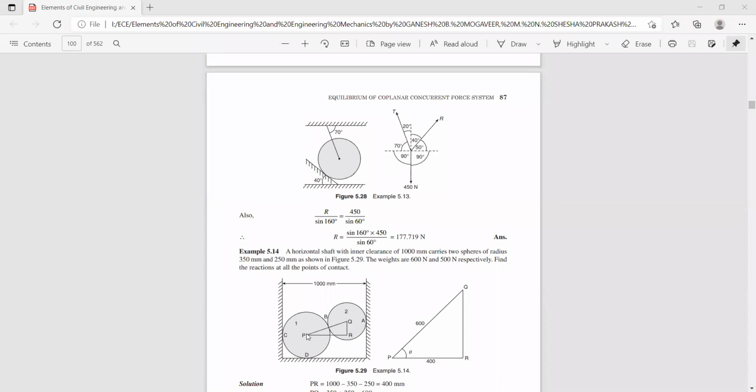It is nothing but the radius of these two spheres, 350 plus 250. So this is 600, this is 400. So you can find this angle theta. So cos theta is equal, you can see 600 is the opposite side and 400 is the adjacent side. So cos theta is 400 divided by 600. So hence theta is cos inverse. So this angle you will get.